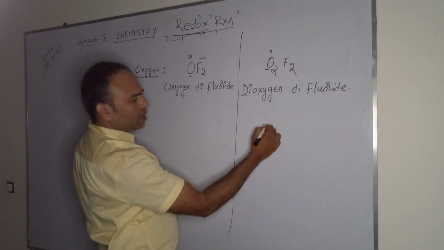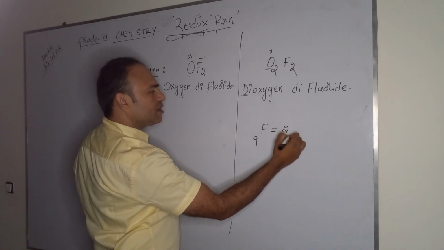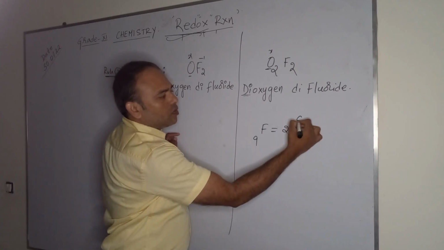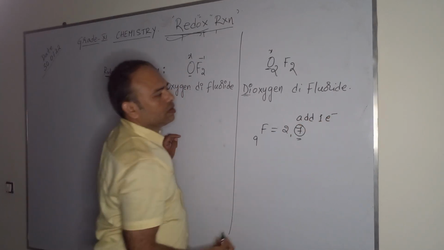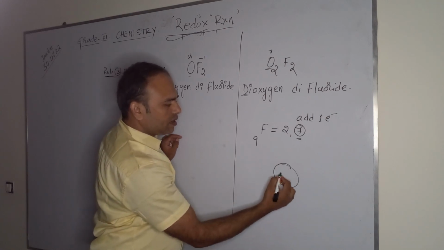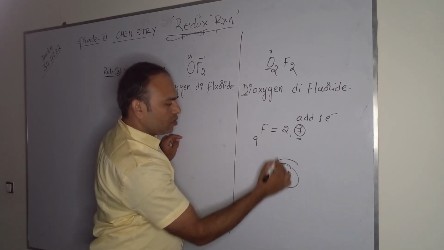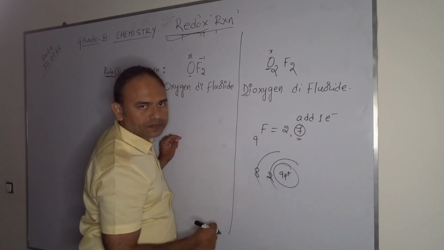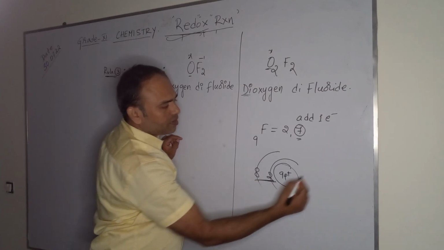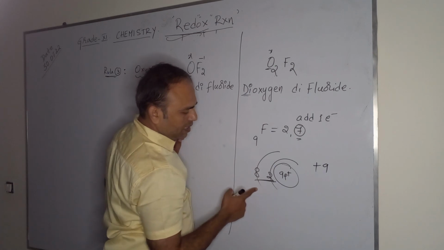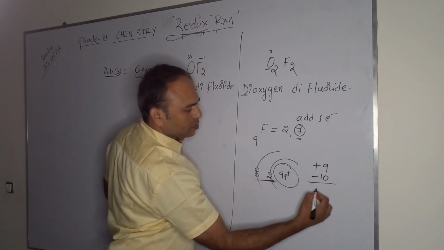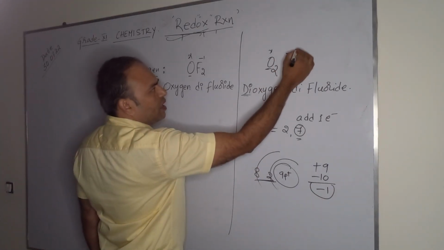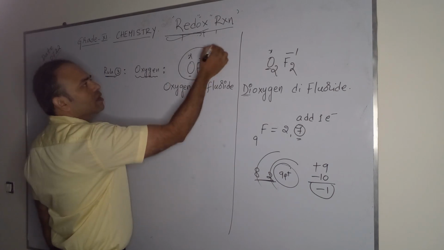How F is -1? Atomic number is 9. Configuration becomes 2, 7. To get octet configuration, what we do? We add 1 electron, right? So at the center 9 plus, but outside 2, and after adding single electron it becomes 2, 8. Now count the protons and electrons. +9, but here 10 are there, -10. So finally you will end up in -1. So fluorine always will have -1 oxidation state. Total is 0.